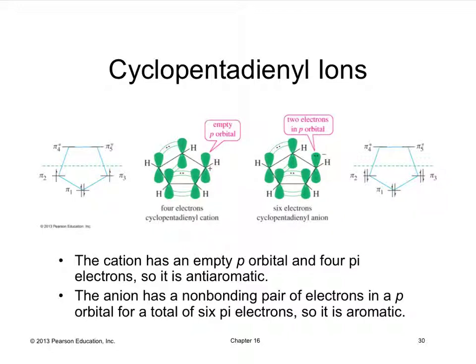In terms of cyclopentadiene and its ions, you can have the cation or the anion. The cation has an empty p orbital and 4 pi electrons, so it becomes anti-aromatic because of the unpaired electrons. In the case of 6 electrons, that's the anion. The cyclopentadienyl anion will be aromatic because it has paired electrons in its molecular orbitals.